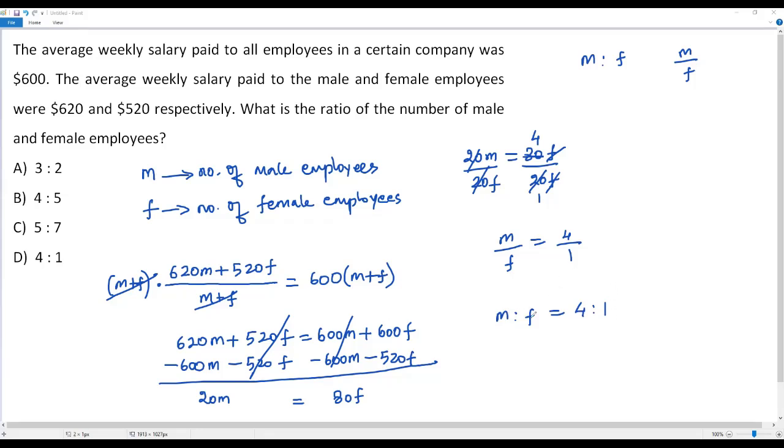Therefore, the ratio of the number of male employees to female employees equals 4 to 1. We find this 4 to 1 in answer choice D. The correct answer choice for this question is D.